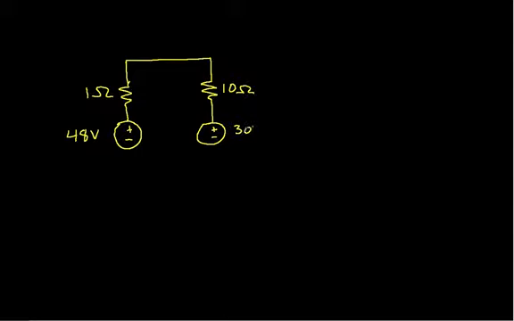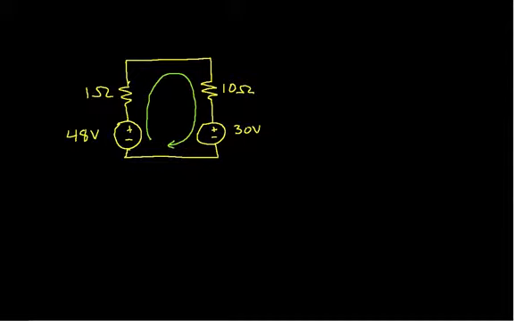We'll have a source, and we'll arbitrarily set this at 48 volts. We'll have a resistor, which we'll set at 1 ohm. Over here we'll have another resistor, which we'll set at 10 ohms, and another source, which we'll say is 30 volts. So, as you can see, this circuit has a single loop. If I draw around this loop, it looks like this.